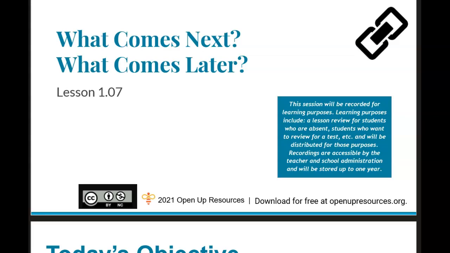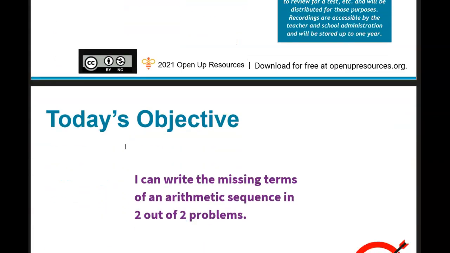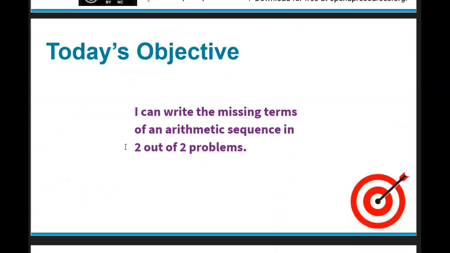Today we'll be looking at lesson 1.07, what comes next, what comes later. Our objective today is, I can write the missing terms of an arithmetic sequence in 2 out of 2 problems. So we've looked at arithmetic sequences so far, but now we're going to fill in some more missing terms than we've had before.